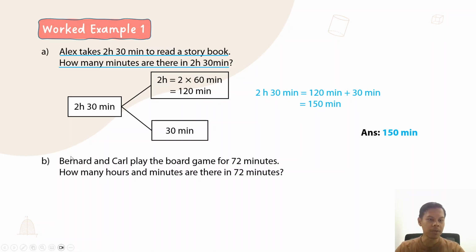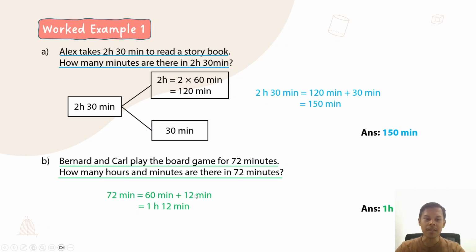Alright, let's continue to part B. Bernard and Carl play a board game for 72 minutes. The question asks how many hours and minutes are there in 72 minutes. So we need to split this 72 minutes into hours and minutes. How are we going to do this? Very easy. There should be 60 in this 72. So we minus this 60 because this 60 minutes is equal to 1 hour. So the balance is going to be 12. So the answer is going to be 1 hour 12 minutes. All right, it's that simple.